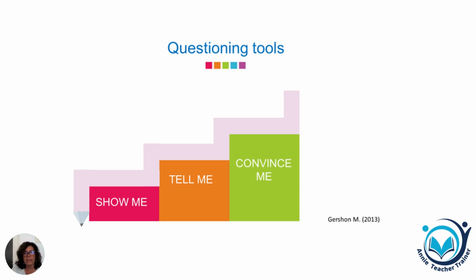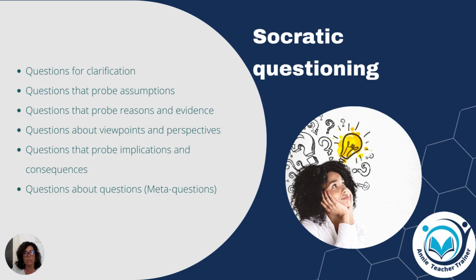Also, another very useful way of asking questions is to use Socratic questioning. Socrates was one of the greatest educators of all time, and he taught his students by asking questions. So he drew the answers from the students. So we can outline the 6 types of Socratic questions that can develop critical thinking in learners.